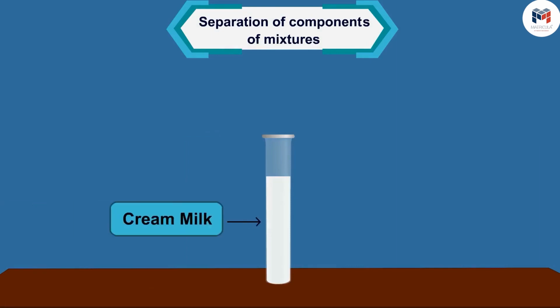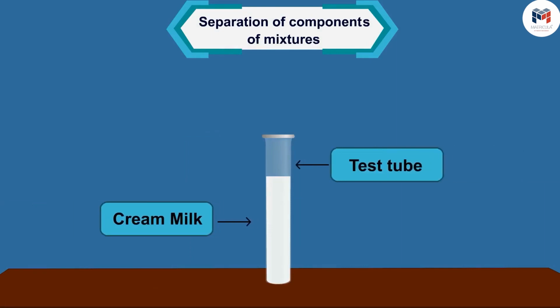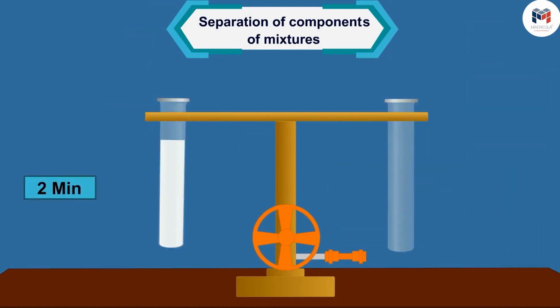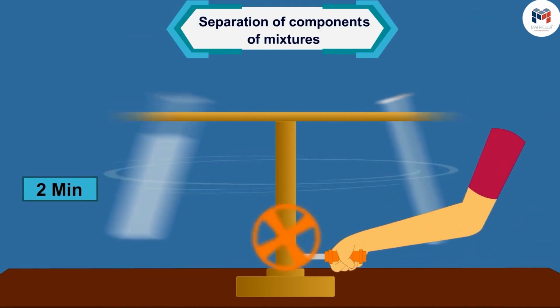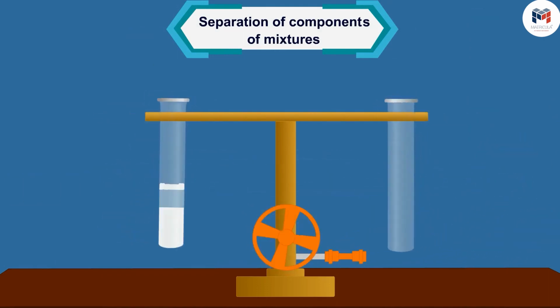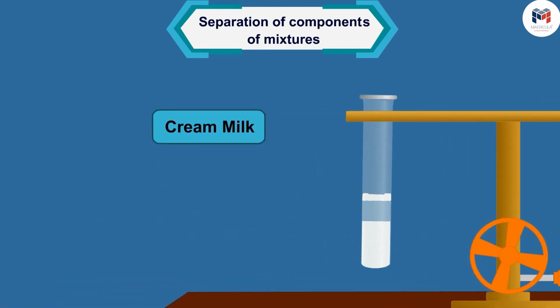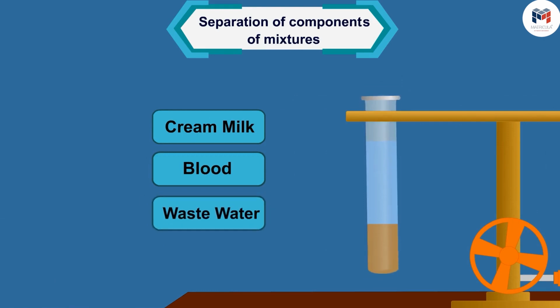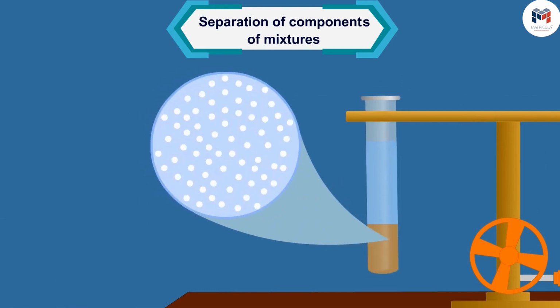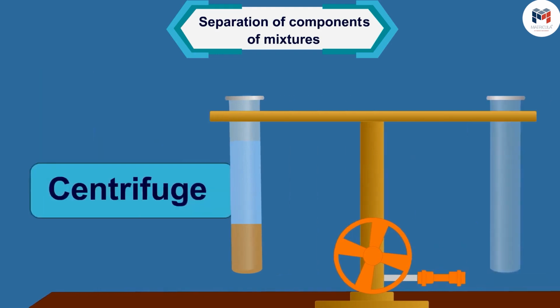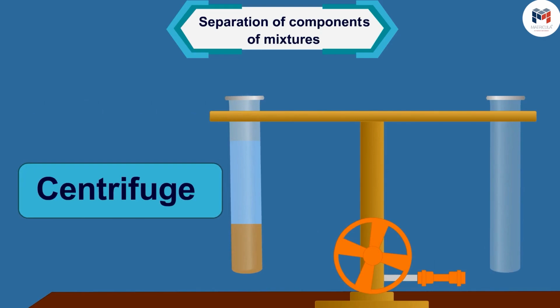Now, let us take this creamy milk in a test tube. Now centrifuge it for 2 minutes with a centrifuge machine. What do you see? When the centrifugal device is rotated rapidly, heavy milk particles settle down and light cream particles remain on top. Particles of creamy milk, blood, wastewater, etc. are too small to be separated by filtration, but can be separated by centrifugation.